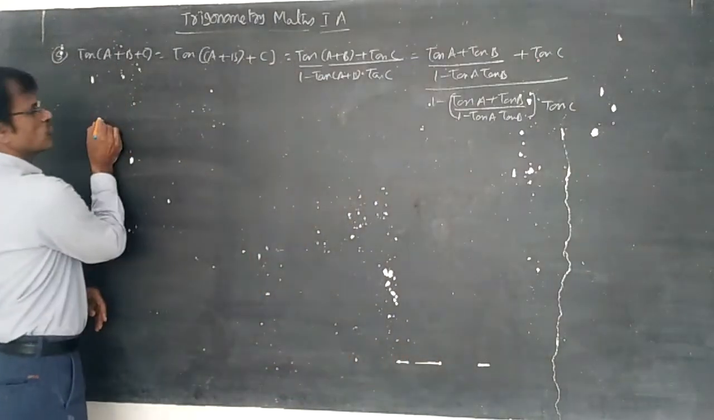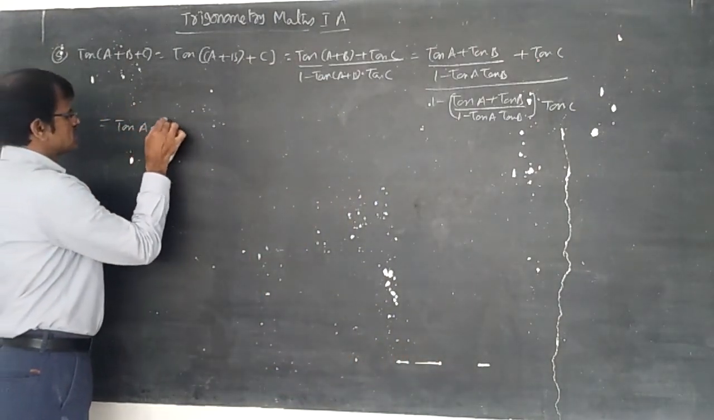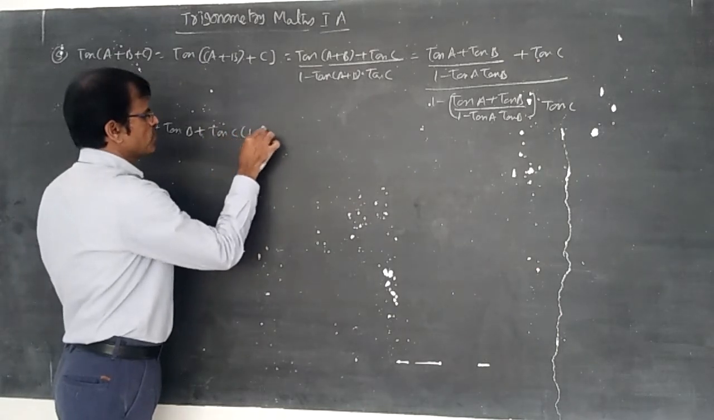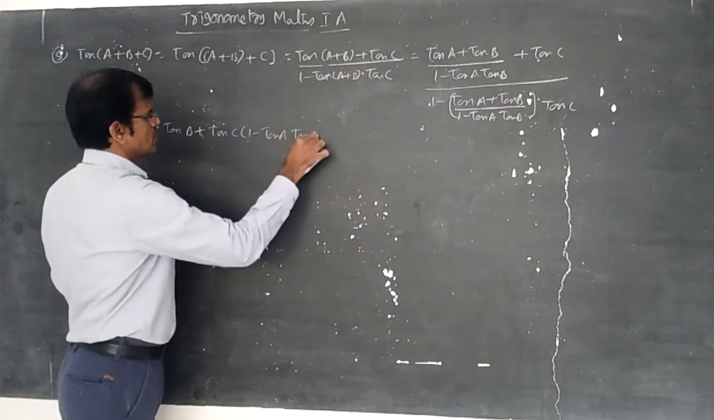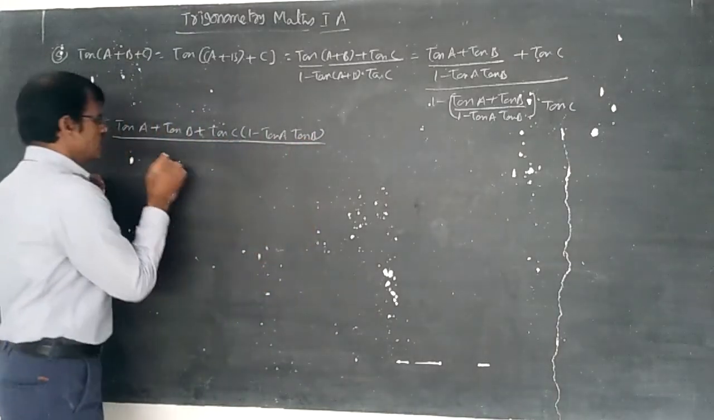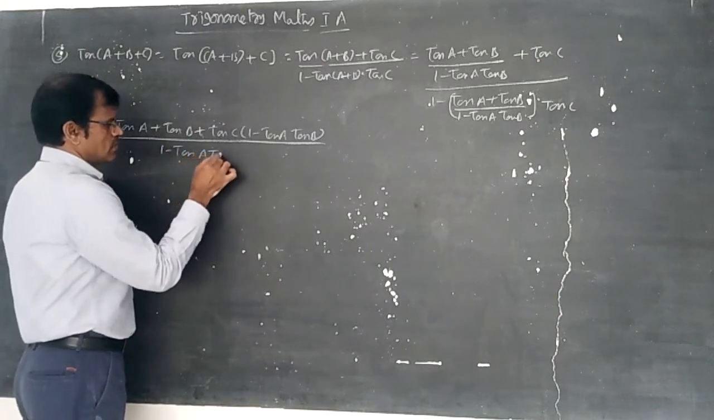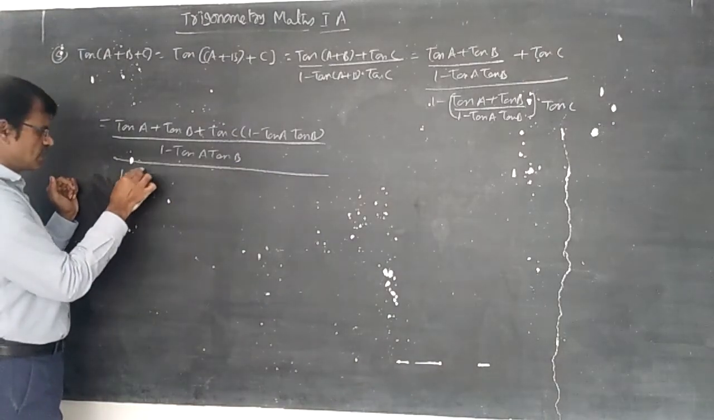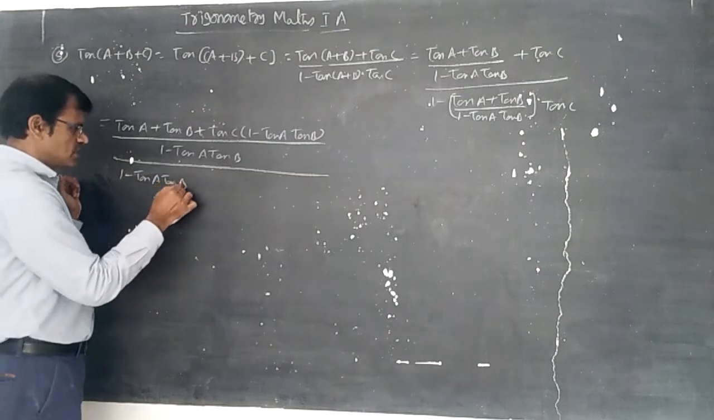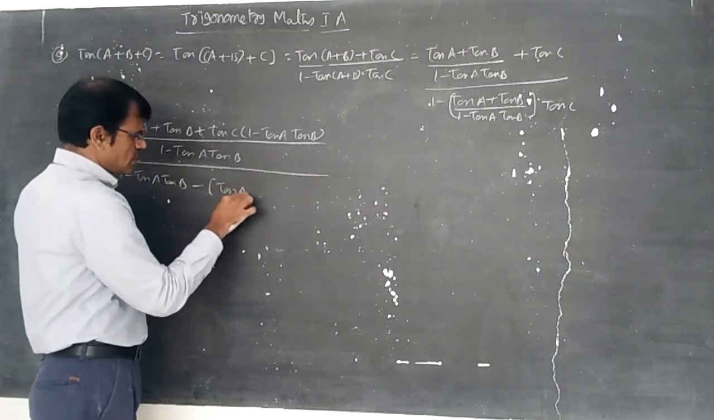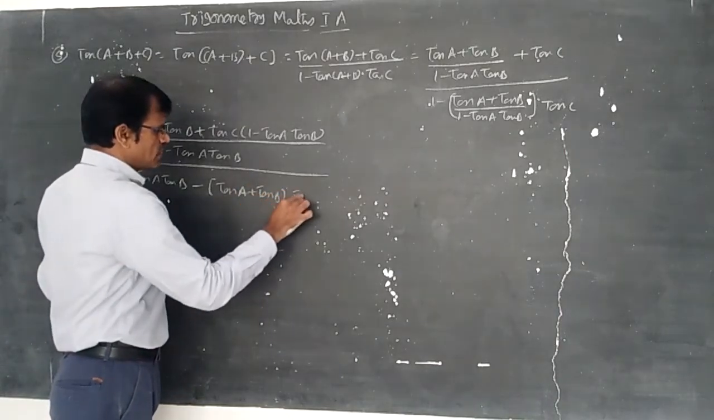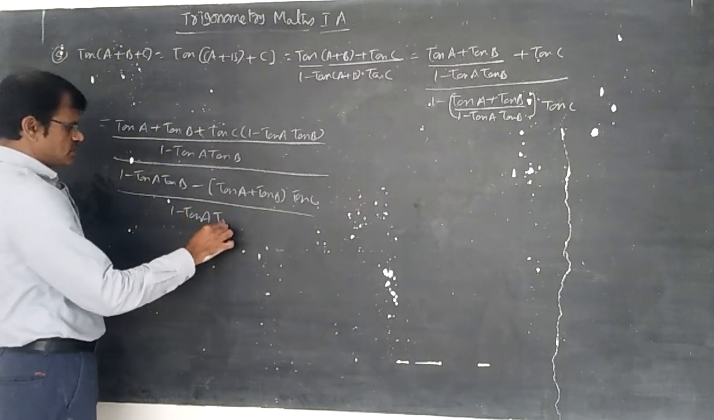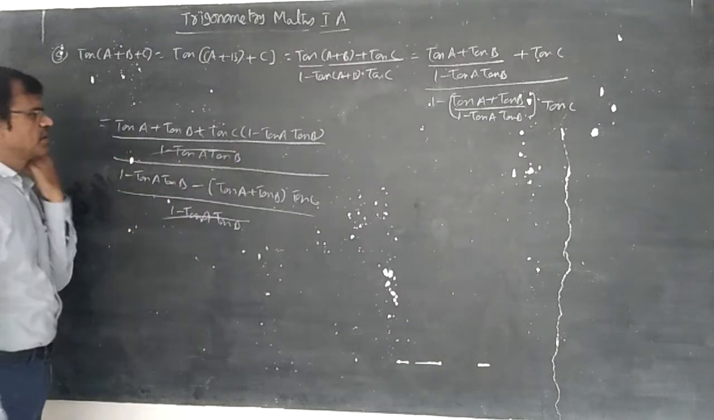Now take LCM in numerator and denominator. Tan A plus tan B, plus tan C into 1 minus tan A tan B, whole by 1 minus tan A tan B. In the denominator, take LCM, 1 minus tan A tan B minus tan A plus tan B into tan C, whole by 1 minus tan A tan B. This 1 minus tan A tan B will get cancelled.